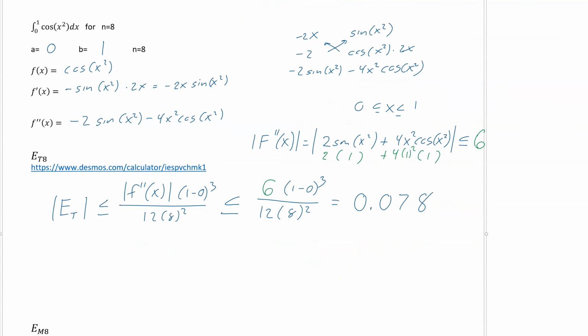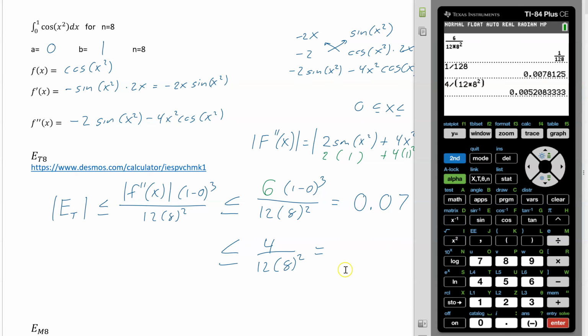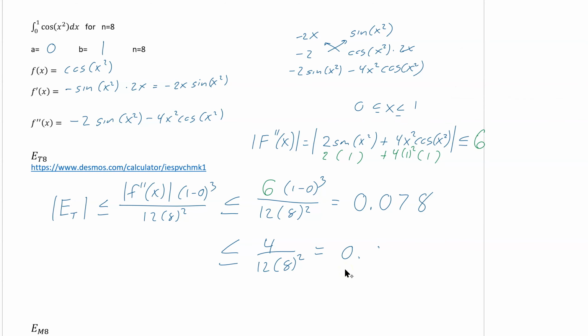All right, so we can actually just say 4 instead, and it gives us a little bit better calculation. So we could say less than or equal to 4, and that's just 1 over 12 times 8 squared, and get something that's even better, which is 0.0052. I forgot a 0 on that one too. 0.0052. All right, so it's a better estimate than this one.